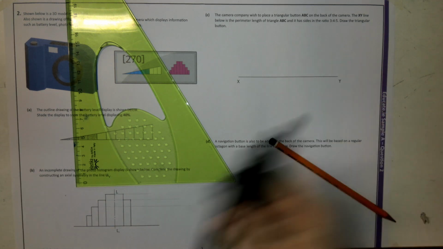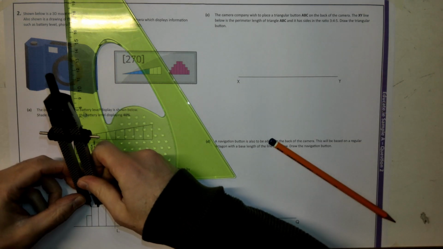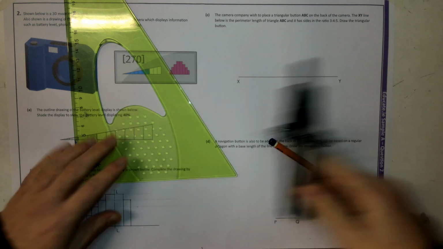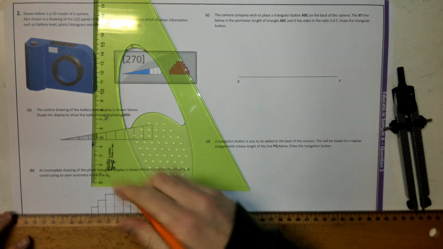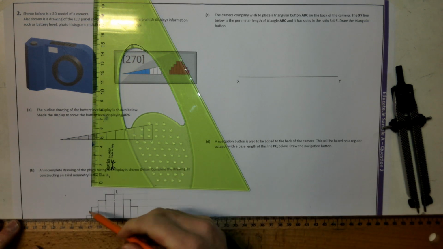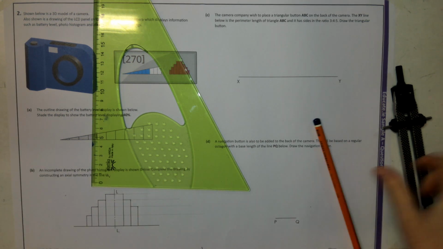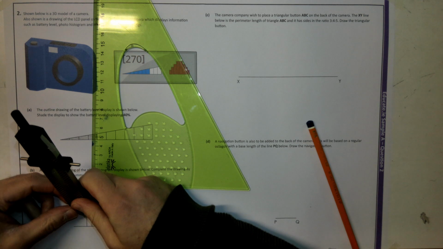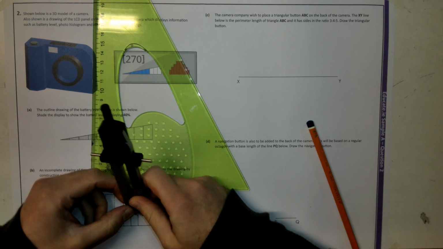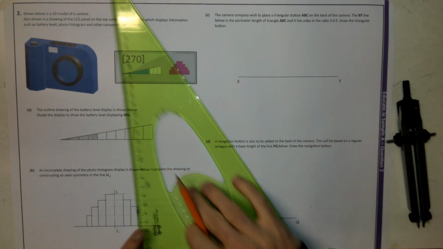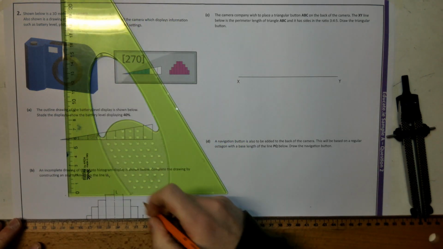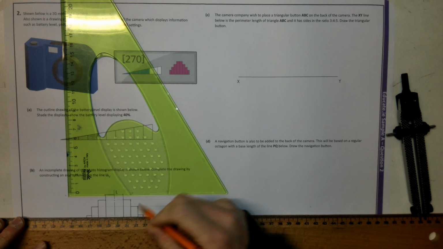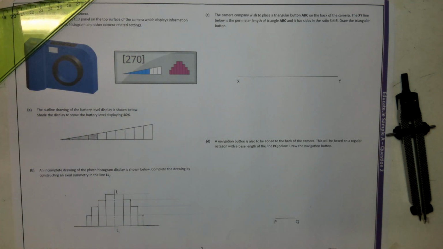Take my height there, take my width there, and then the bottom one there. Take my width there, mark it off, and now I have part B complete, showing the mirror image of the histogram from the left onto the right hand side.